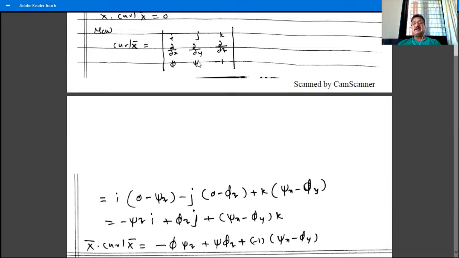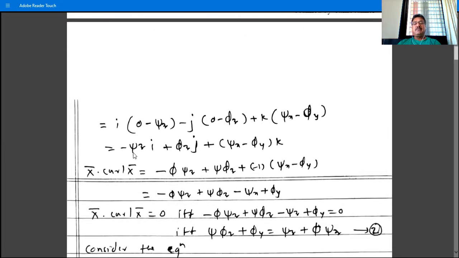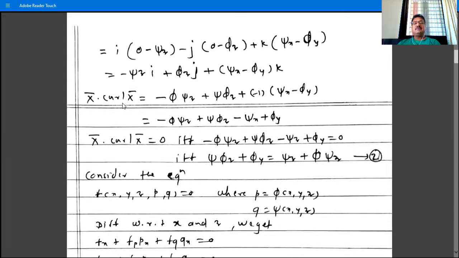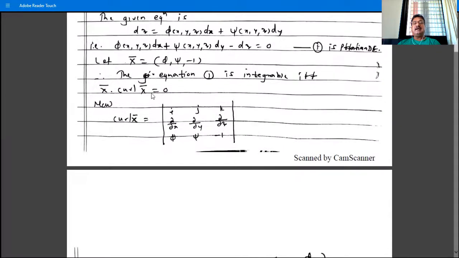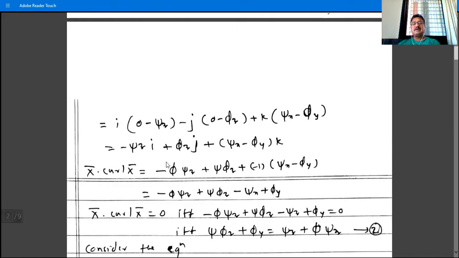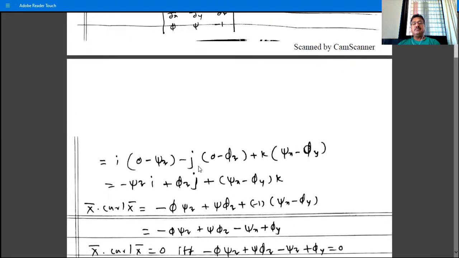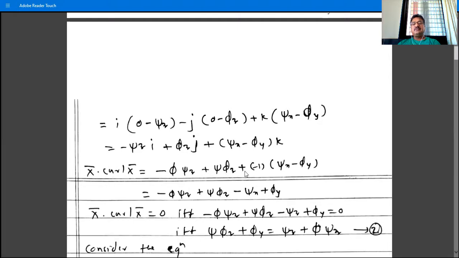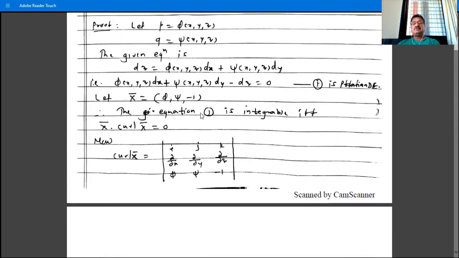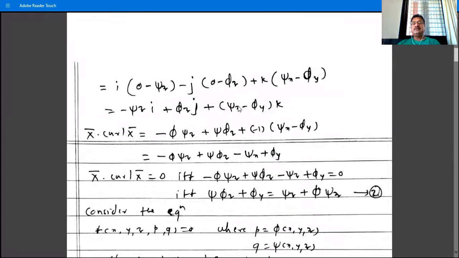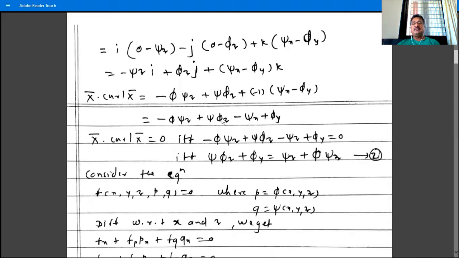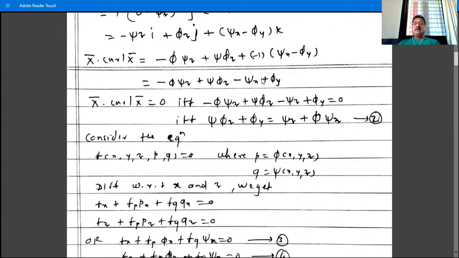Plus k times ∂/∂x of ψ, which is ψ_x, minus ∂/∂y of φ, which is φ_y. So we have −ψ_z i + φ_z j + (ψ_x − φ_y) k. Now X̄ · curl X̄ is the dot product. So φ into −ψ_z means −φψ_z. Then the dot product means multiplication of the coefficient of i, plus the multiplication of the coefficient of j, that is ψ into φ_z, plus the multiplication of the coefficient of k, that is −1 into (ψ_x − φ_y). After simplification we have −φψ_z + ψφ_z − ψ_x + φ_y.